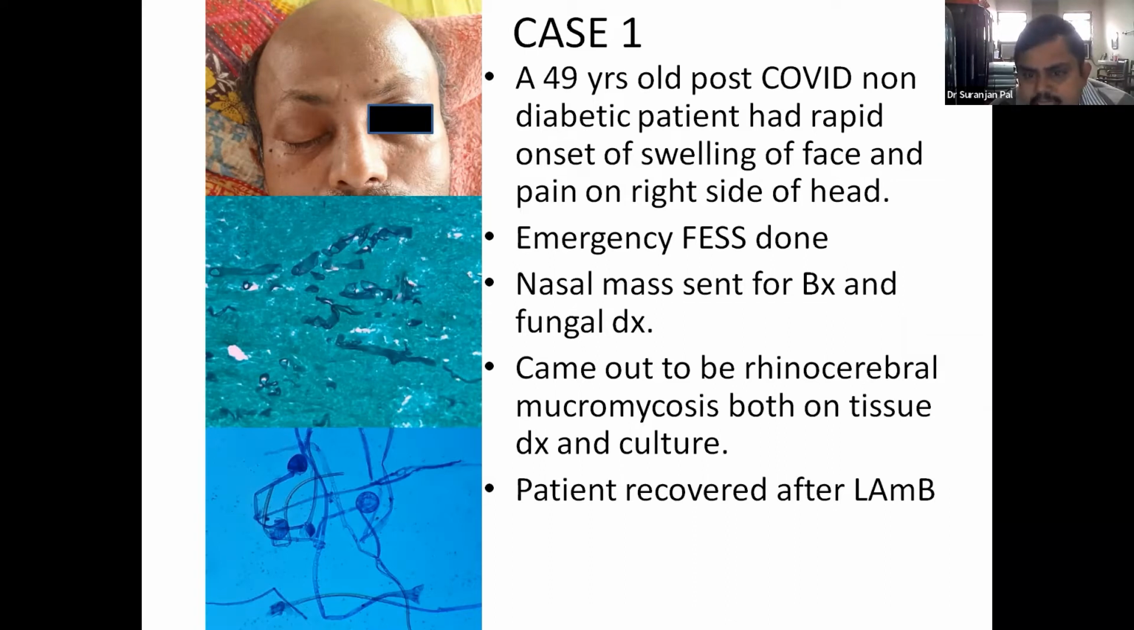We grew the culture within 3 days, and immediately from the tissue we stained with Gomori's methenamine silver stain, which showed broad aseptate hyphae, clinching the diagnosis of mucormycosis. Liposomal amphotericin B was started immediately and the patient survived.